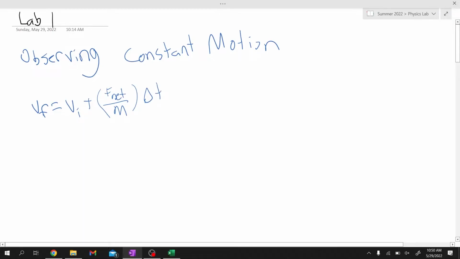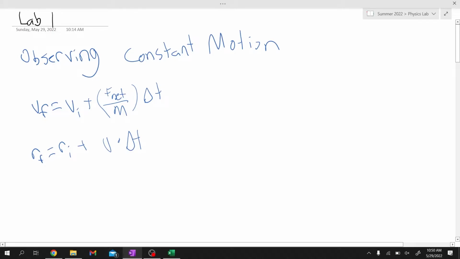From there, we can use the position update formula to find the object's final position. The object's final position is equal to the initial position plus the velocity, which we found using the momentum formula, times delta t, the same delta t that we used to find the velocity.